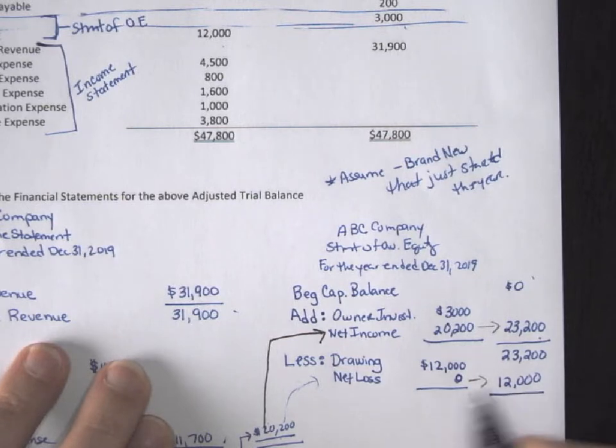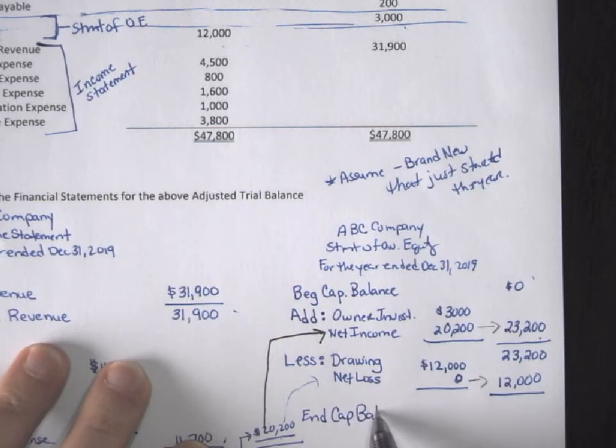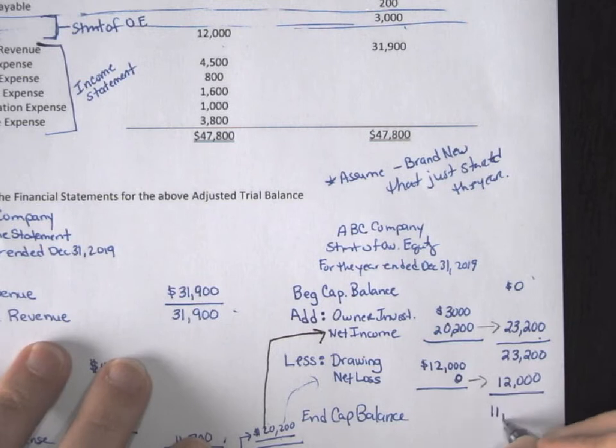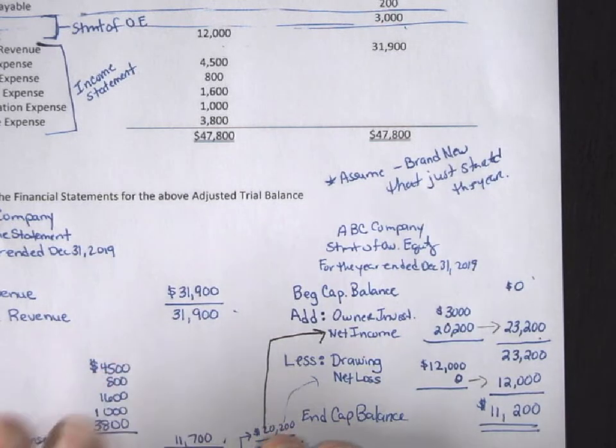So I'm figuring out what my ending capital balance is going to be. I would take the $23,200, I would subtract out the 12, and that is going to leave me with $11,200. So now I'll put a dollar sign and a double underline, because I have just finished that statement out.